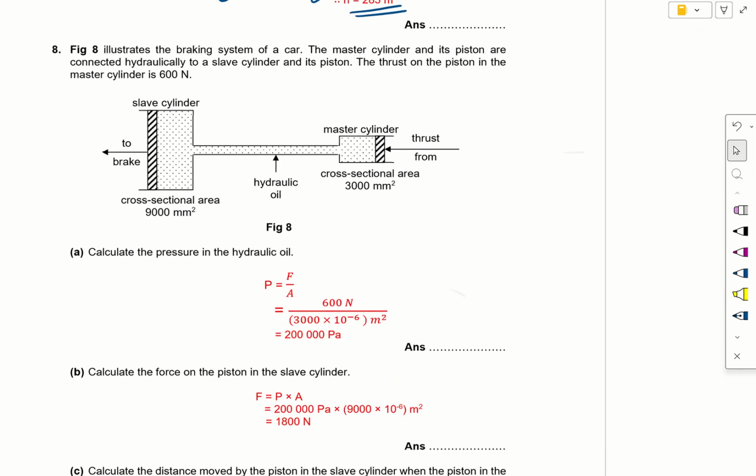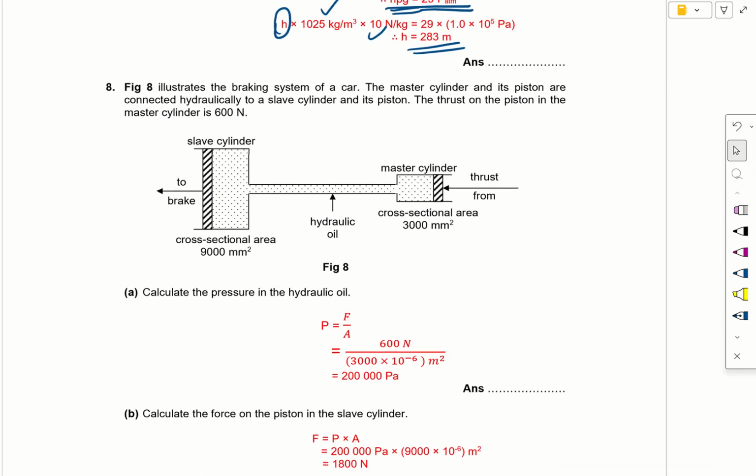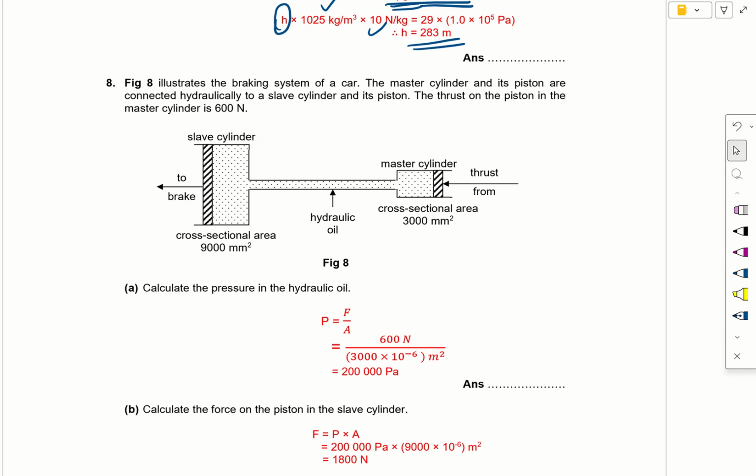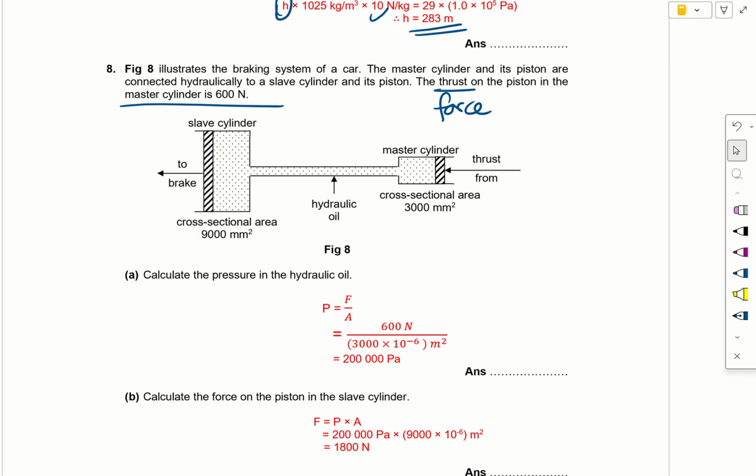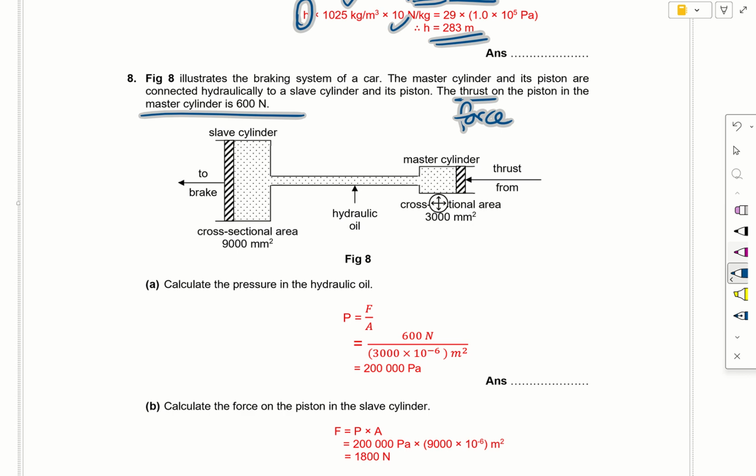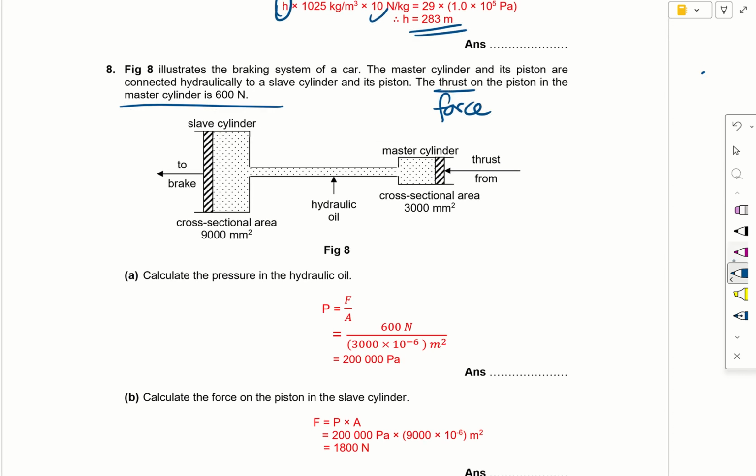Question 8 illustrates the braking system of a car. The master cylinder and its pistons are connected hydraulically to a slave cylinder and its piston. The thrust, which is actually a force on the piston in the master cylinder, is 600 Newton. So this is the master cylinder. The thrust is 600 Newton and the cross-sectional area is 3000 mm square.